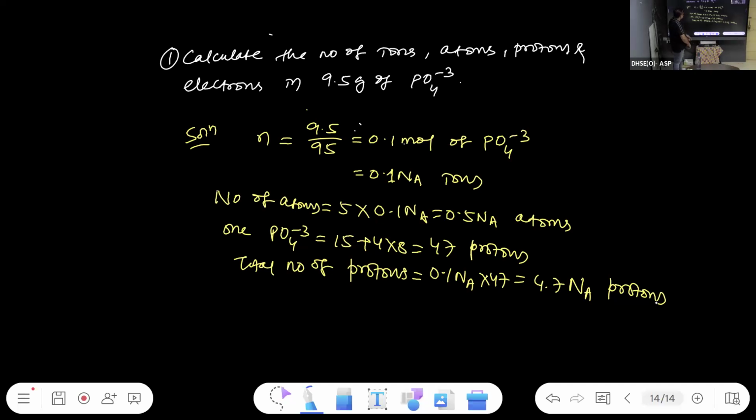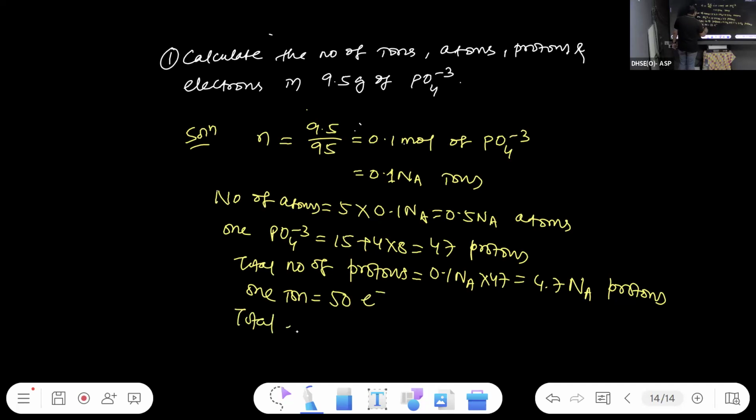Okay, next electrons. We see the number of protons is 47, and the ion carries a 3 minus charge, meaning it contains 3 extra electrons. So one ion has 47 plus 3, that is 50 electrons. The total number of electrons is 50 into 0.1 Na, that is 5 Na electrons. So these are the answers.